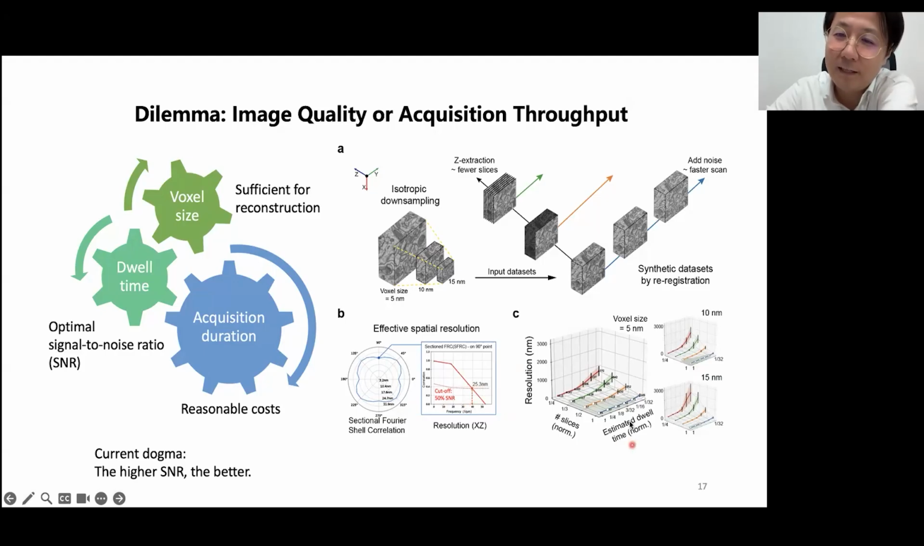Okay, what we found is, in that direction we are adding more and more noise, and in that direction we are taking out more and more slices.